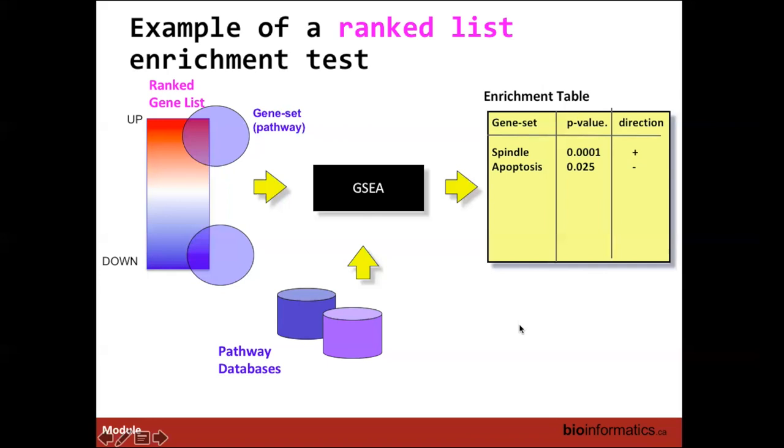So what was the follow-up question? Okay, the next question was, is there a minimum and maximum number of genes that can be used in an overrepresentation analysis?